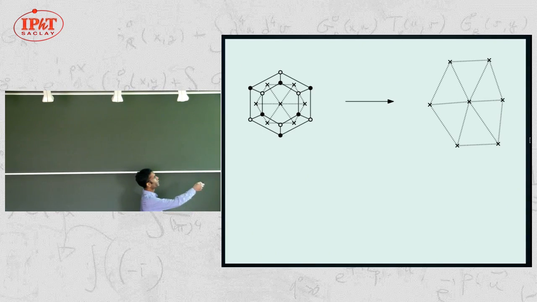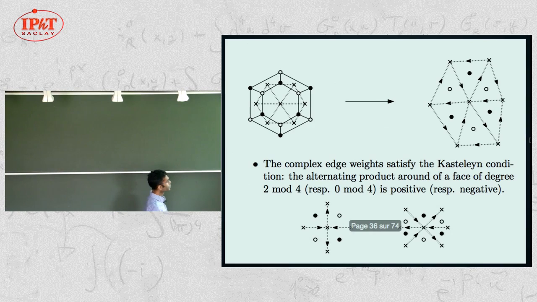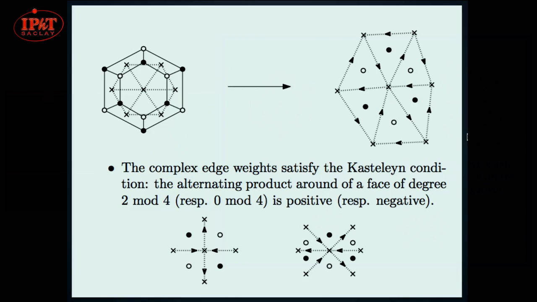So to give you an example, if I start with this bipartite graph, then I'm going to orient the edges of the dual graph like this, and the edge weight I'm going to put on this edge, for example, is this complex number here, and so on. So why does this assignment of complex edge weight satisfy the Castellane sign condition? It's because of the following.